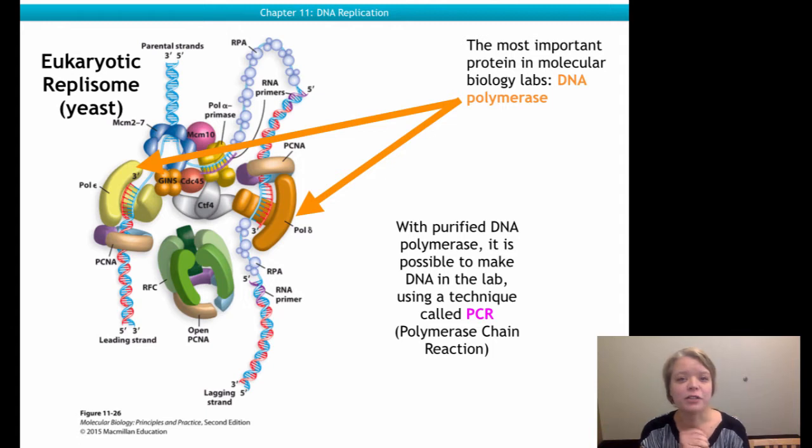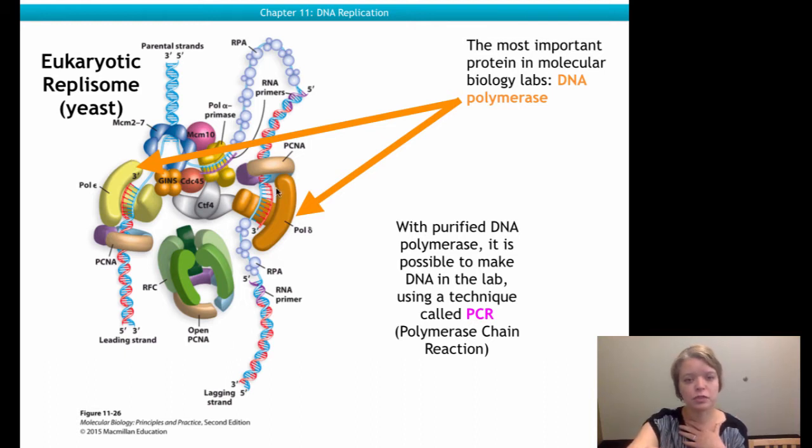Now, let's go back to DNA replication and the wonderful enzyme that carries out DNA replication, the actual DNA polymerization reaction, which is DNA polymerase. As you can see, this is the trombone model of the eukaryotic replisome from yeast. We talked about it last lecture.